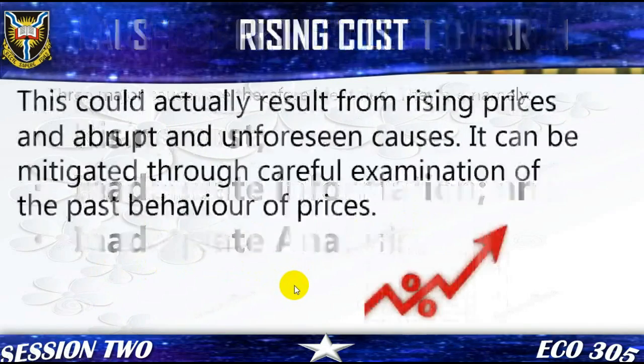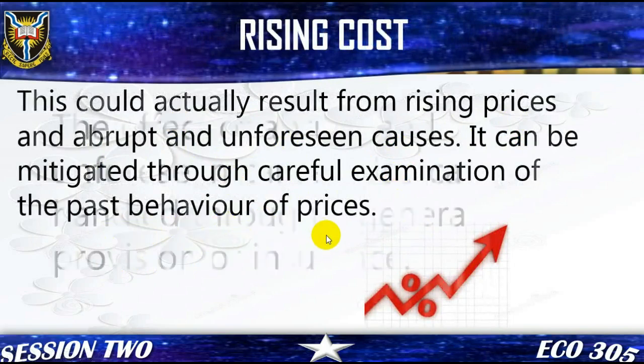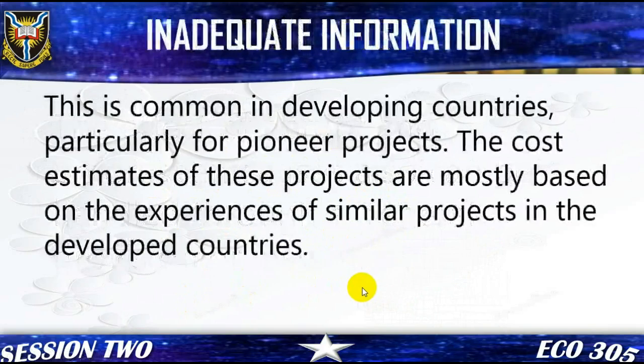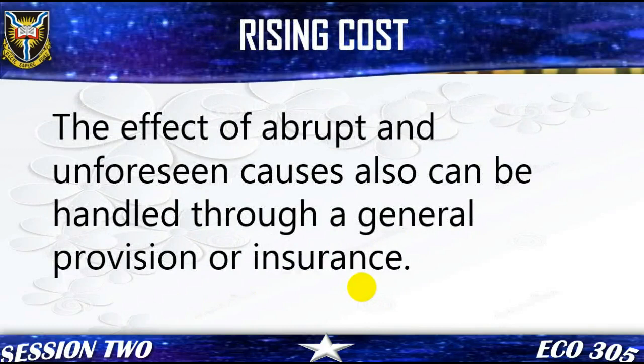Rising costs. This could actually result from rising prices and abrupt and unforeseen causes. The effect of rising prices can be mitigated through careful examination of the past behavior of prices. The effect of abrupt and unforeseen causes can also be handled through a general provision or insurance. Frankly speaking, it is difficult making allowance for an unexpected event.